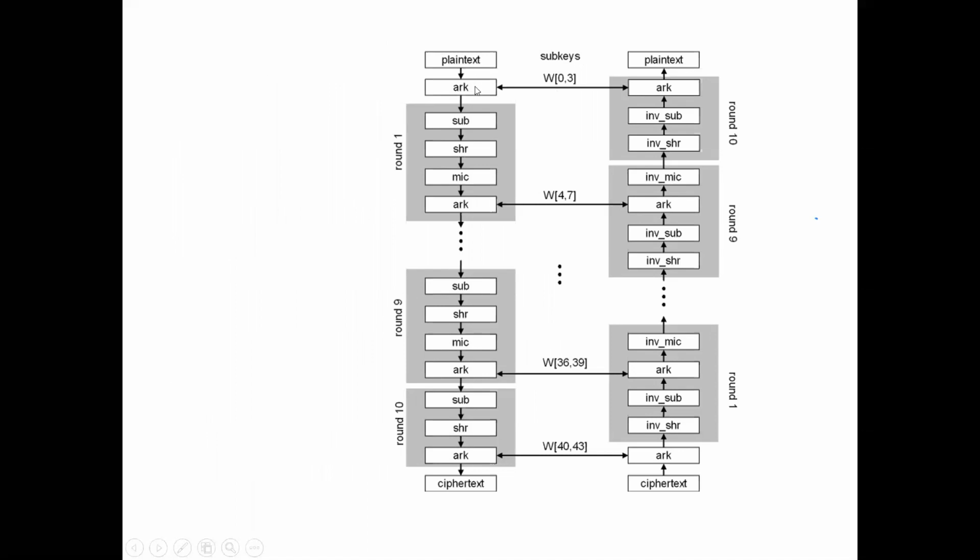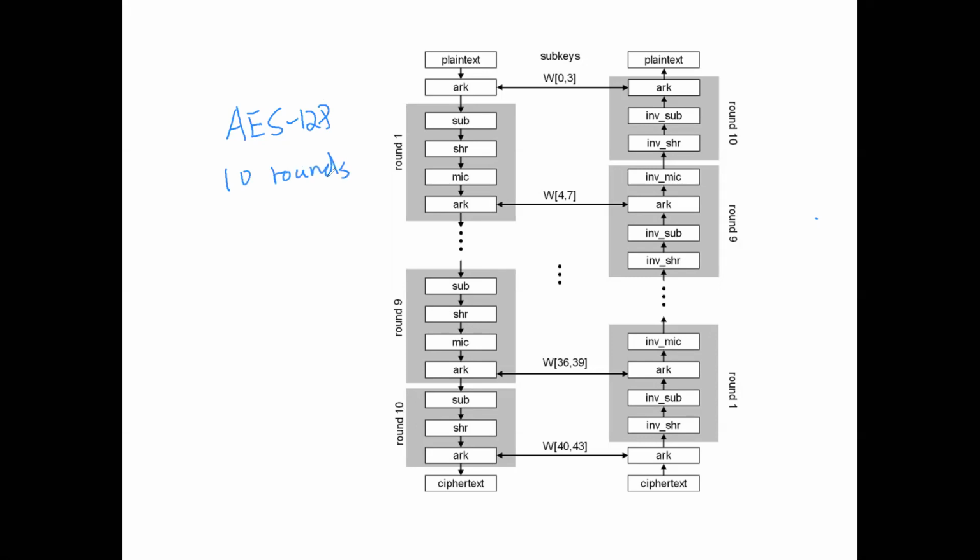Okay, so here is a diagram. Plain text comes in. We use AES 128 as an example. So it has 10 rounds, and it would need to use 11 subkeys. All right, so we have 11 subkeys.